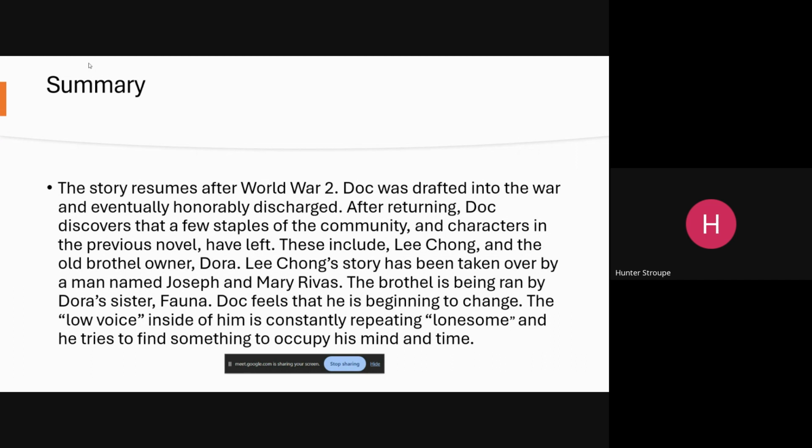The brothel is being run by Dora's sister, whose name in the beginning of the novel is Flora, but somebody tells her that she seems more like a fauna, so she sticks with that, which is just like a funny scientific play on words. Doc feels that he is beginning to change. The quote-unquote low voice inside of him is constantly repeating lonesome, and he tries to find something to occupy his mind and time by throwing himself into his work and telling everyone that he is going to write this extravagant paper.